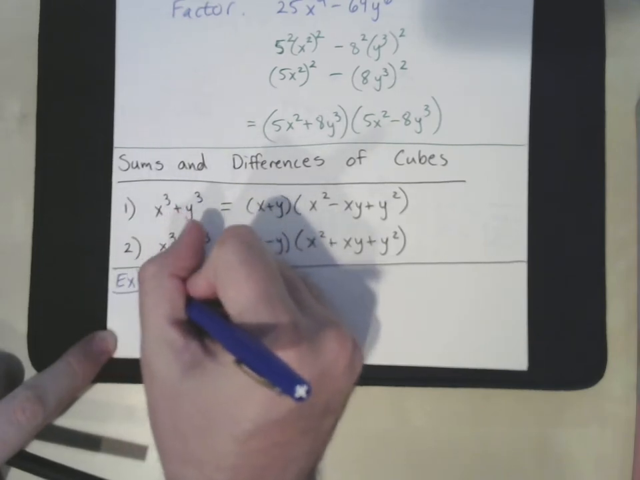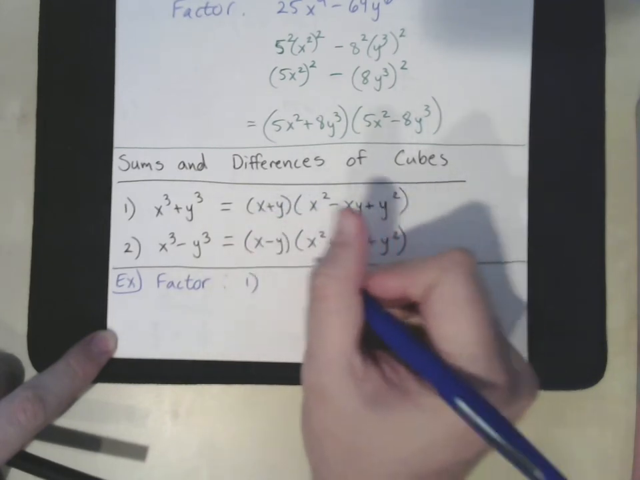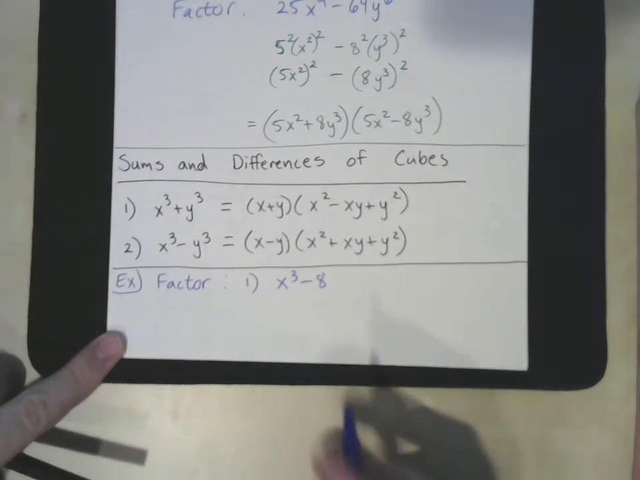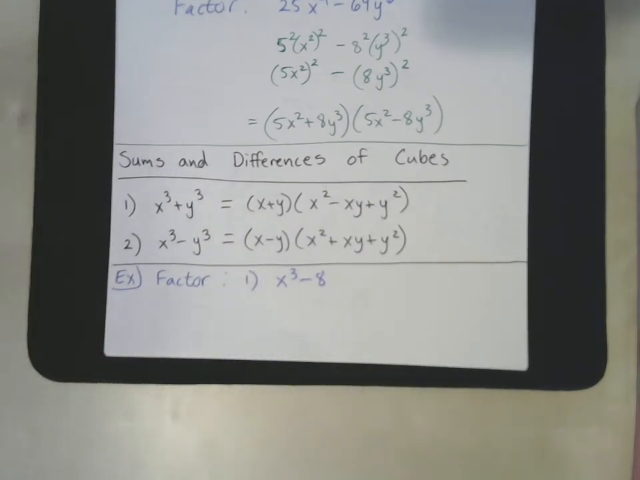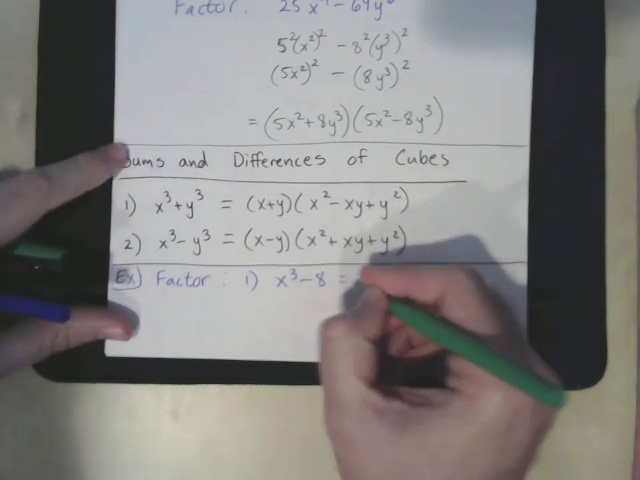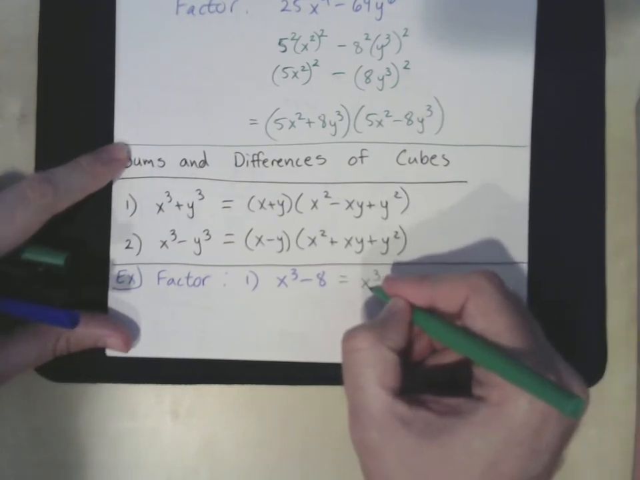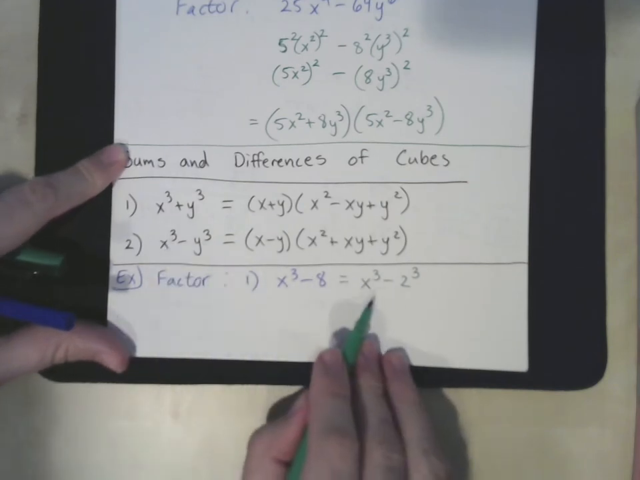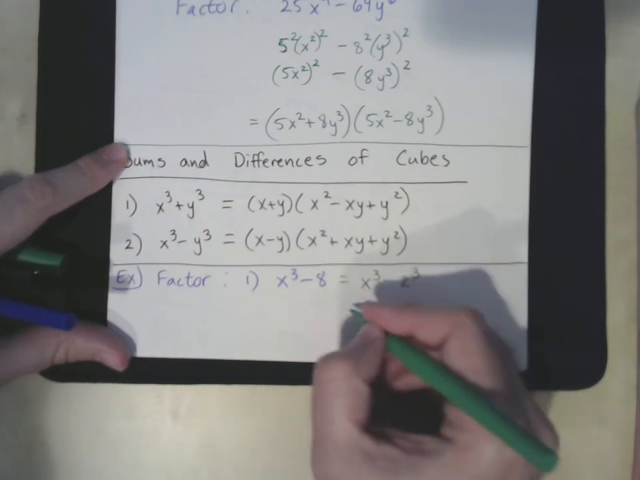So let's factor number 1, x cubed minus 8. So this is our difference of cubes. It's got the minus sign. And I know I just said it's a difference of cubes, but what we're looking at is what's the perfect cube here. So 8 is 2 cubed. So our x is x, our y is 2. And so we just fill out this format.